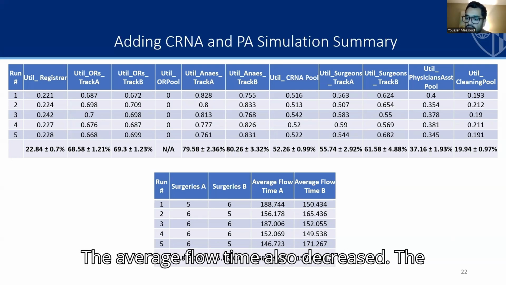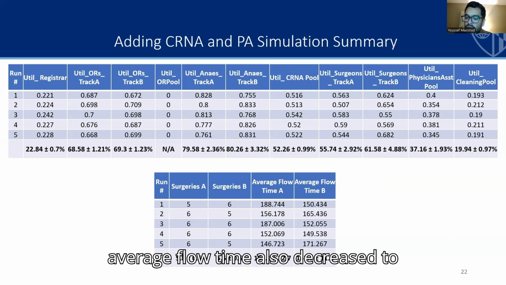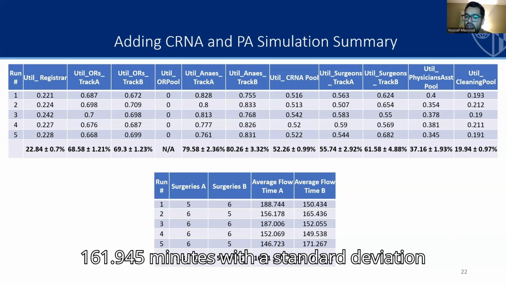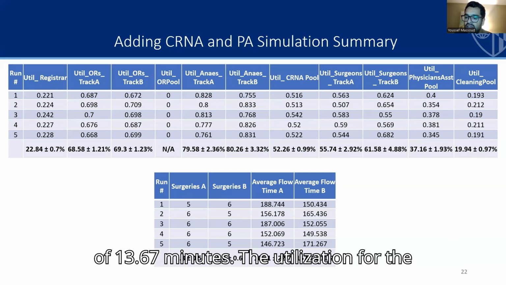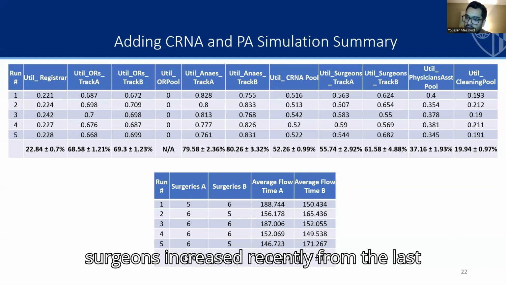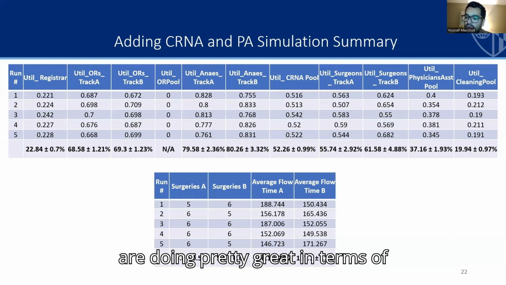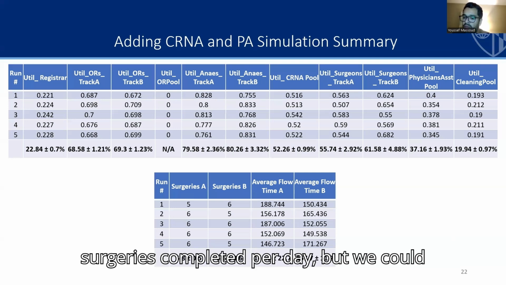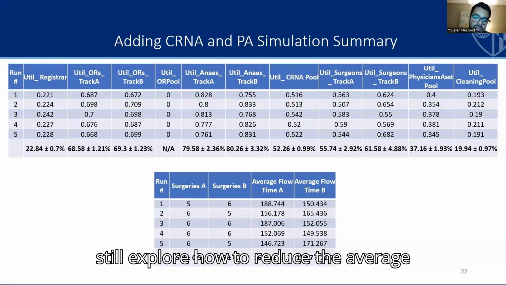The average flow time also decreased to 161.945 minutes, with a standard deviation of 13.67 minutes. The utilization for each anesthesiologist is consistent with the last case explored, and the utilization of the surgeons decreased drastically from the last case as well as the base case. So far, we are doing pretty great in terms of process improvements for the number of surgeries completed per day, but we could still explore how to reduce the average flow times.